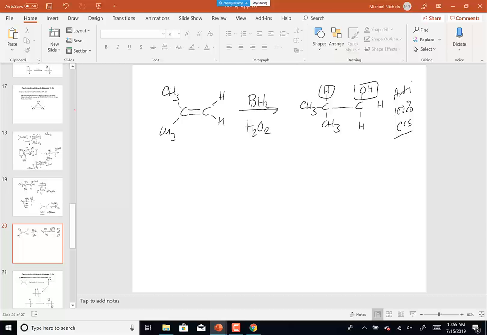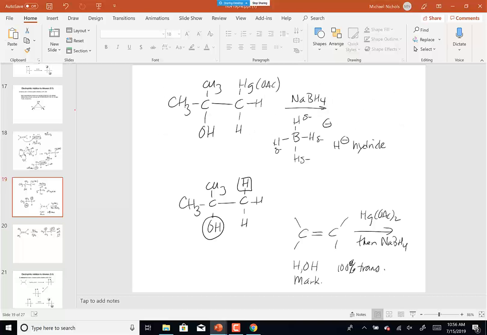Is there a way to add, I guess what we're missing now is the anti-Markovnikov 100% trans. I don't think we're going to have one of those. Okay, so there's three different ways to add H and OH. But the idea of the mercury is that it will add 100% trans, but it will add Markovnikov. Every reaction has its own set. So you should make a table saying, what am I adding? Markovnikov, anti-Markovnikov, and then 100% cis, 100% trans, or 50-50.